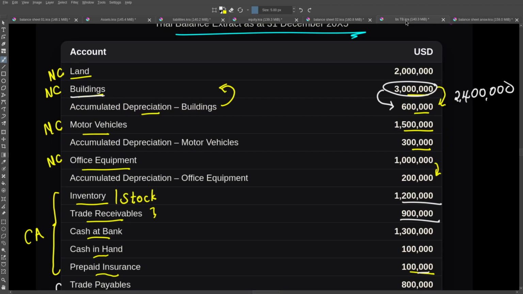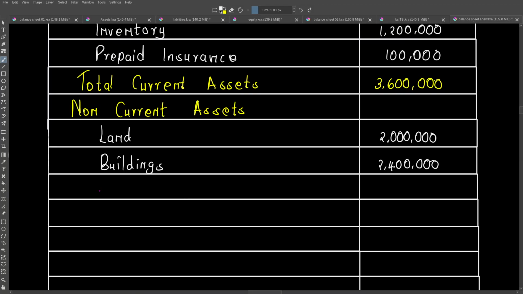And then the next one will be the motor vehicle. Motor vehicle has 1.5 million, and the accumulated depreciation is 300,000. So when you take this, you less 300, that is going to be 1.2 million. So motor vehicle, this is going to be 1.2 million, okay?